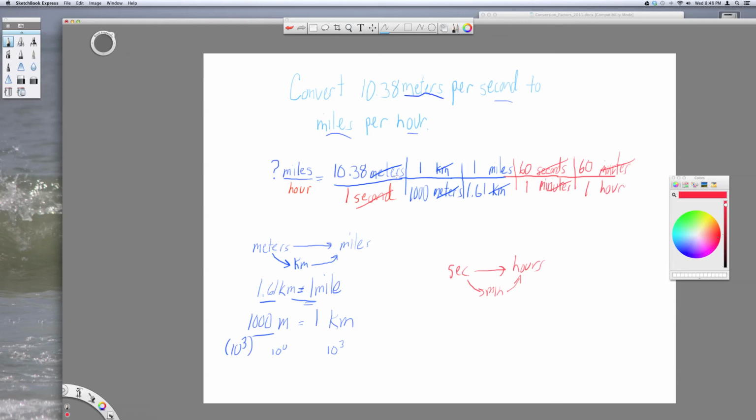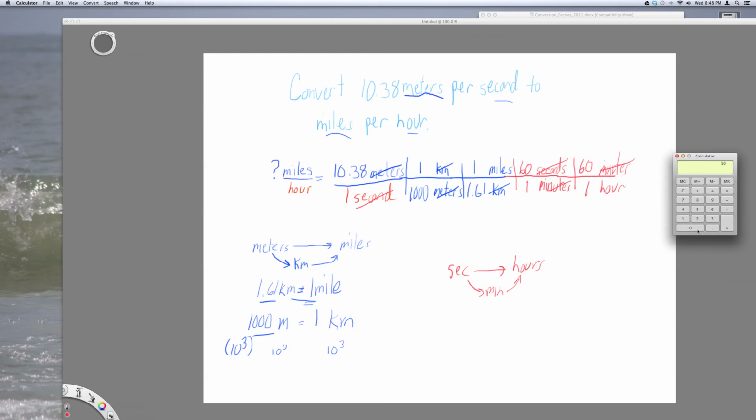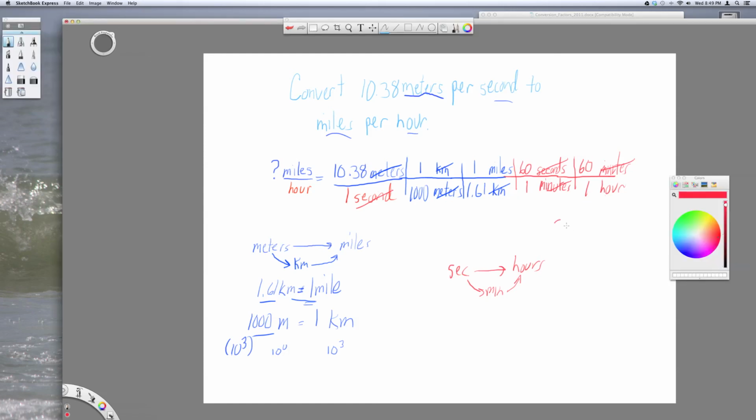So I'm going to multiply all the way across the top, 10.38 times 60 times 60, divided by 1,000, divided by 1.61. Now let's see what we get here. We're going to do 10.38 times 60 times 60 divided by 1,000 divided by 1.61. And what do we get? We get 23.2099 miles per hour.